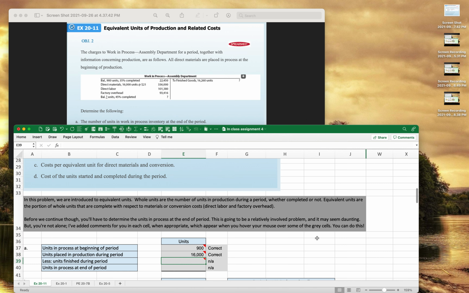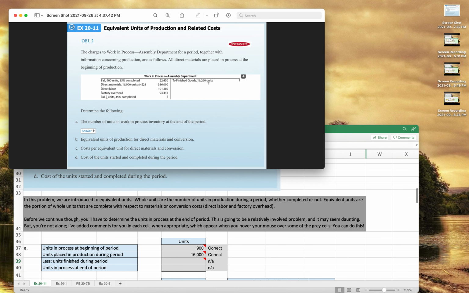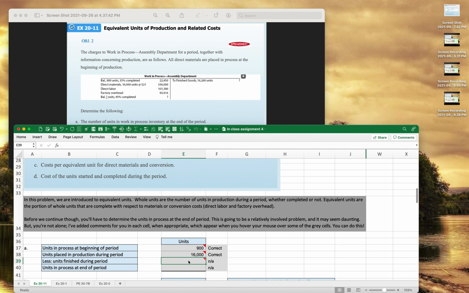Units finished during the period. That information again is given to us as a credit, this time to the assembly department's work in process T account, where anytime we move things out, we credit. So that's 16,260 here.